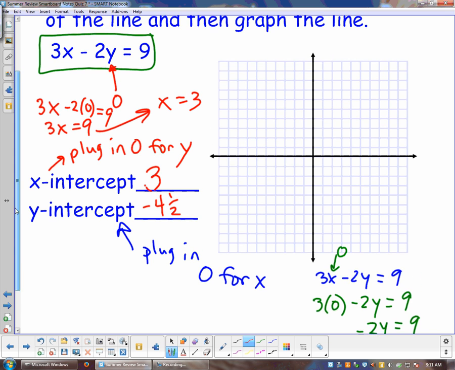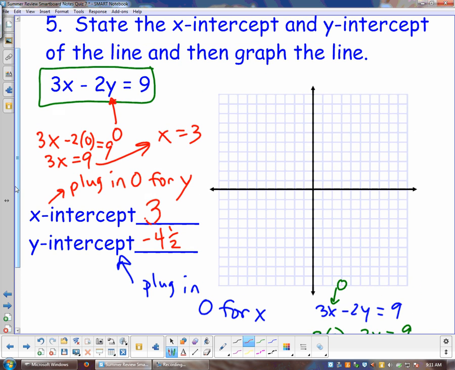And so now I'm ready to graph. I'm going to plot my x-intercept. My x-intercept was 3, so I plot that on the x-axis right there at 3. And that corresponds to the ordered pair (3, 0), because 0 is y, 3 is x. And then the y-intercept is negative 4.5, so that's going to be right about here. All right, and then I just draw my line by connecting those 2 points with a straight line. So that is the graph of 3x minus 2y equals 9.